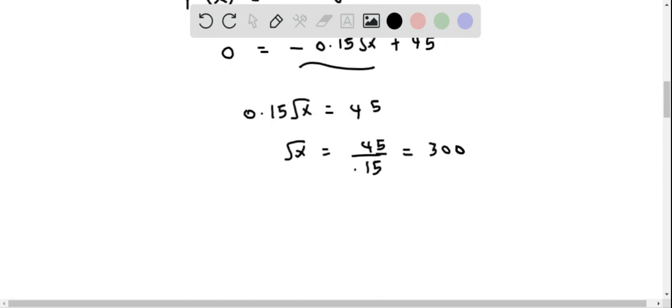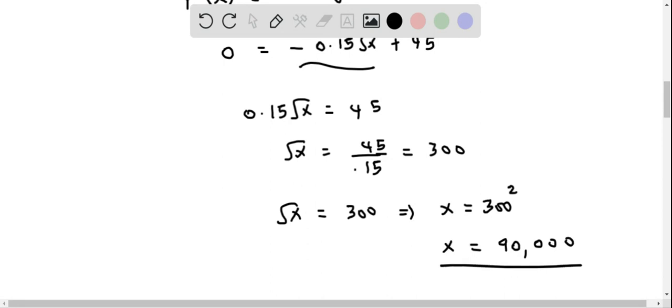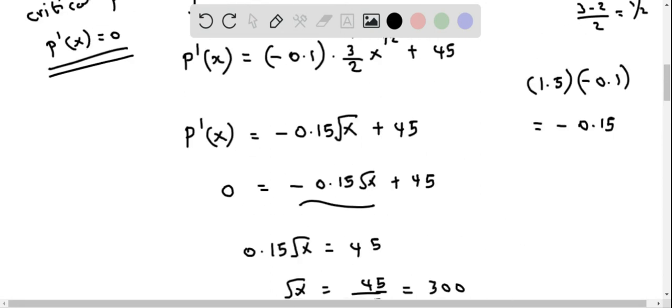So we have to solve for x. So here we have root x equals 300. And this means squaring both sides, we get x equals 300 squared, which equals 90,000. So when x equals 90,000 units, the profit is a maximum.